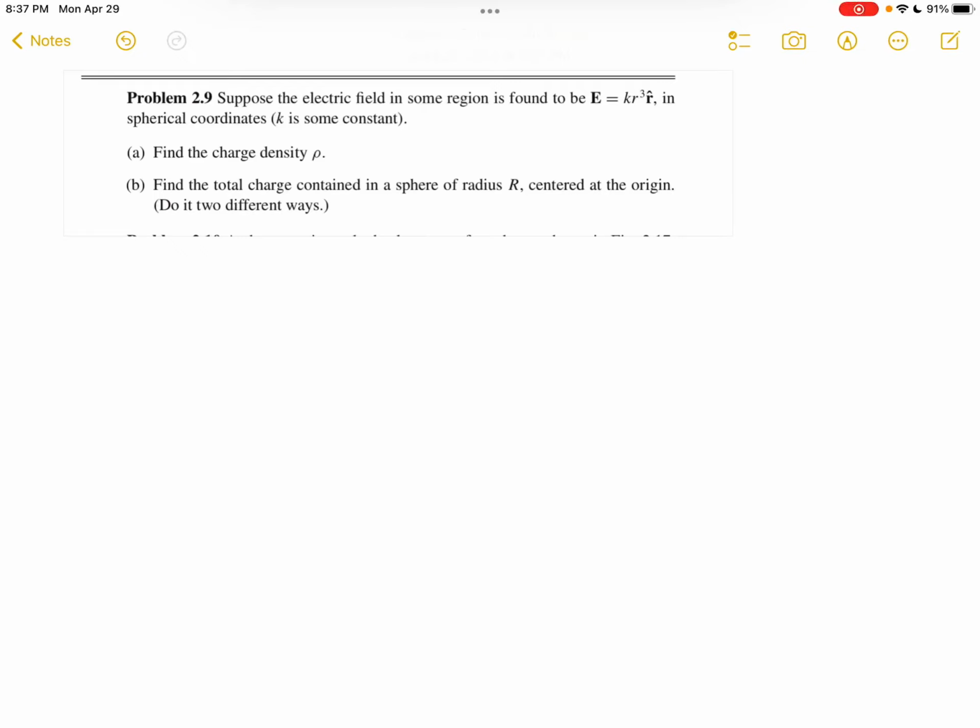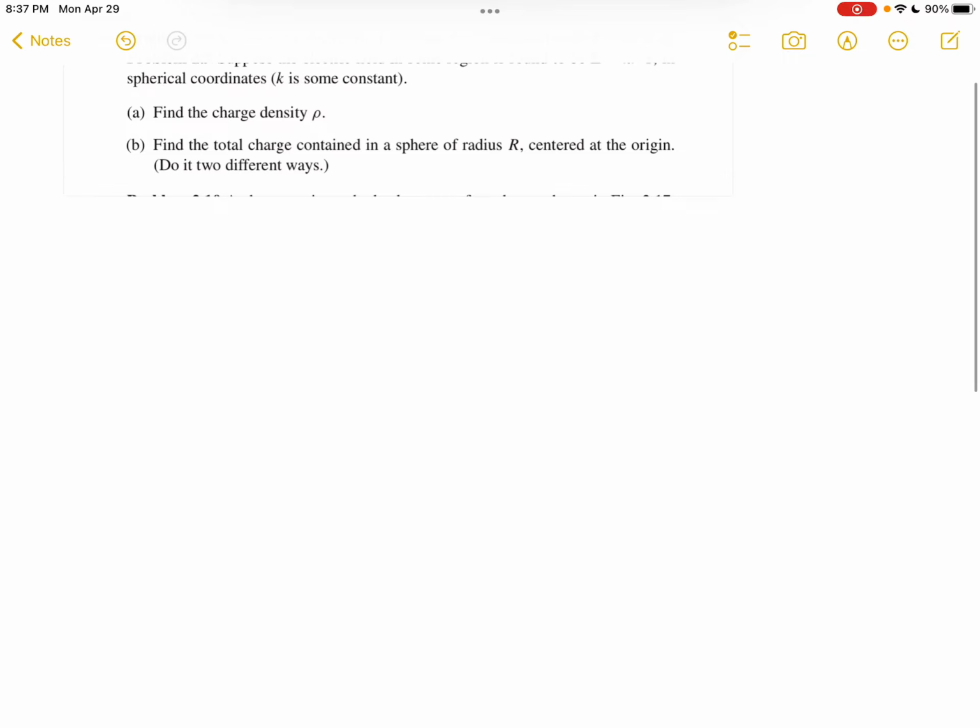So for this problem, we're going to suppose the electric field in some region is found to be k r cubed r hat, in spherical coordinates, where k is just some constant. So we want to find our charge density rho for part A. So we know that the divergence of our electric field vector is equal to rho over epsilon naught. So we just need to solve for that divergence.